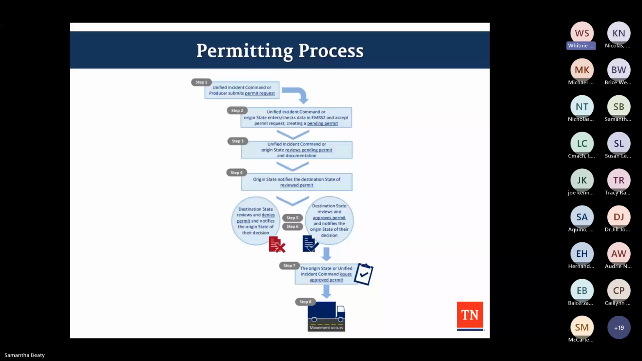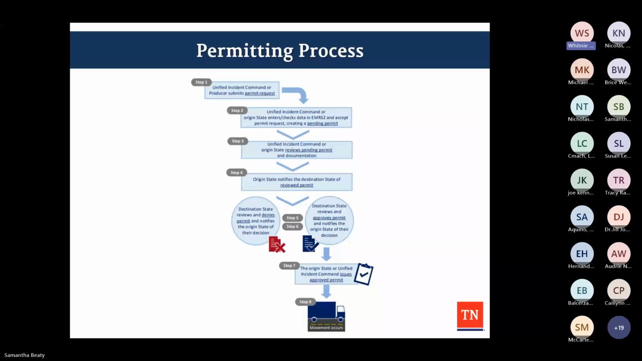And this is a pretty good summary of the overall permitting process. Initially, the producer or someone from the company, whoever has that EOF account, is putting in that permit request. It could be someone on the state or federal team, but typically we have the company or the producer put in that request. Then the origin state can go into the EMERS database system, sort of initially accept it, and then that creates a pending permit.